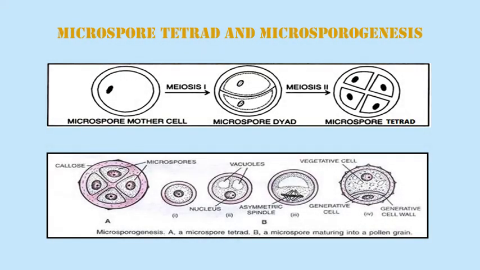So microspore tetrad and microsporogenesis. What is microspore tetrad? Microspore tetrad cells are the microspores arranged in a group of 4. Microspores are formed from microspore mother cell, and this microspore mother cell is a diploid cell which undergoes meiosis to form 4 haploid microspores. Remember, 4 haploid microspores which are arranged in a tetrad.